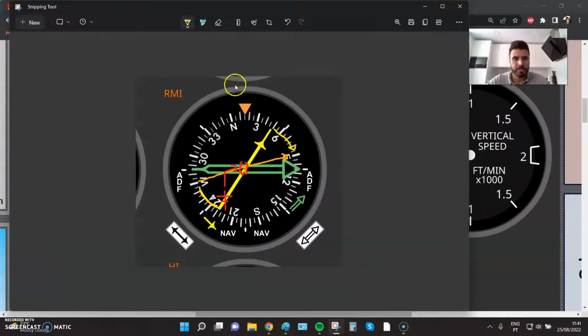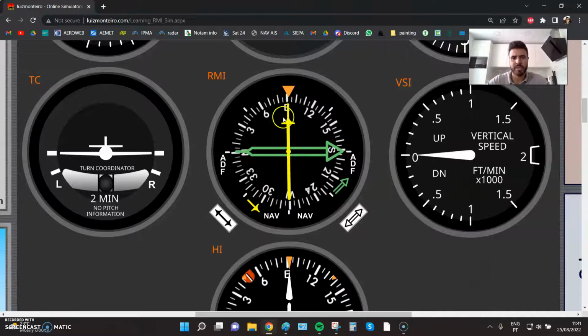All right, so guys, first of all, if I'm flying towards the station, the needle will not move, until you pass the station. When you pass the station, the needle will move to 180 degrees, because instead of the station being ahead of you, it will be behind you. But as soon as you turn right or left, the needle will start moving, of course, because the station will be more and more to my right or more and more to my left, depending on where I move.